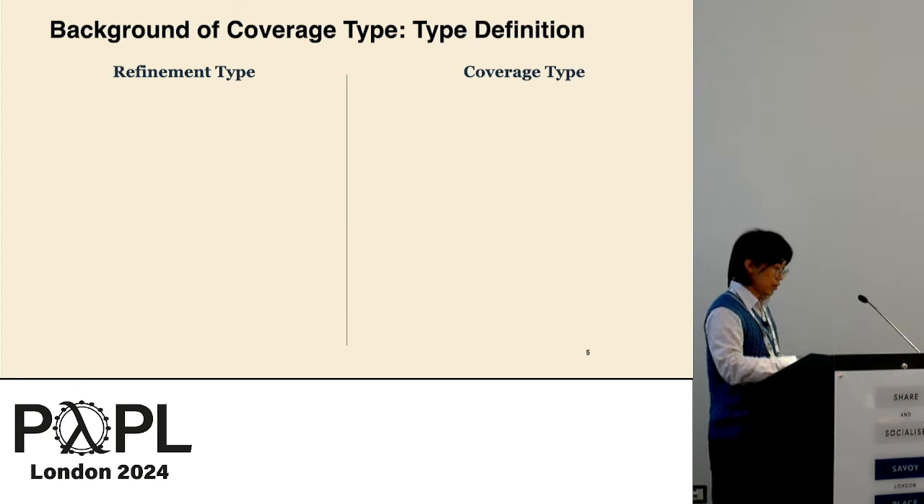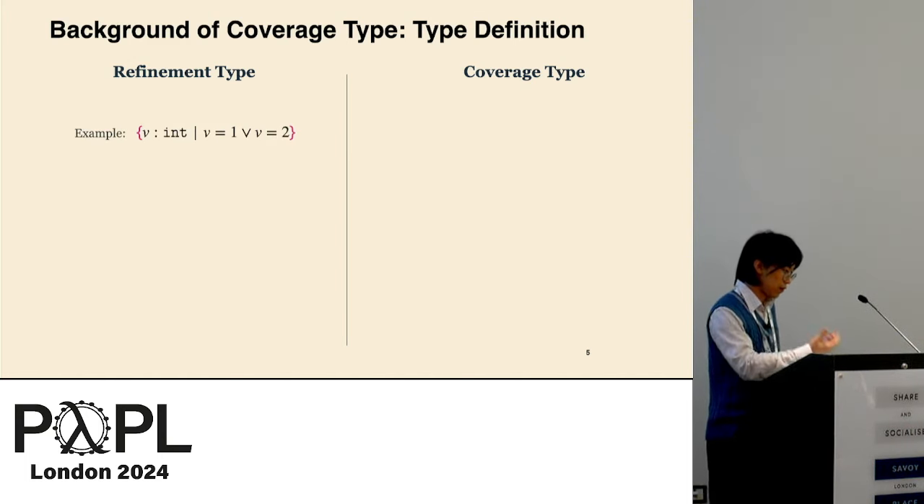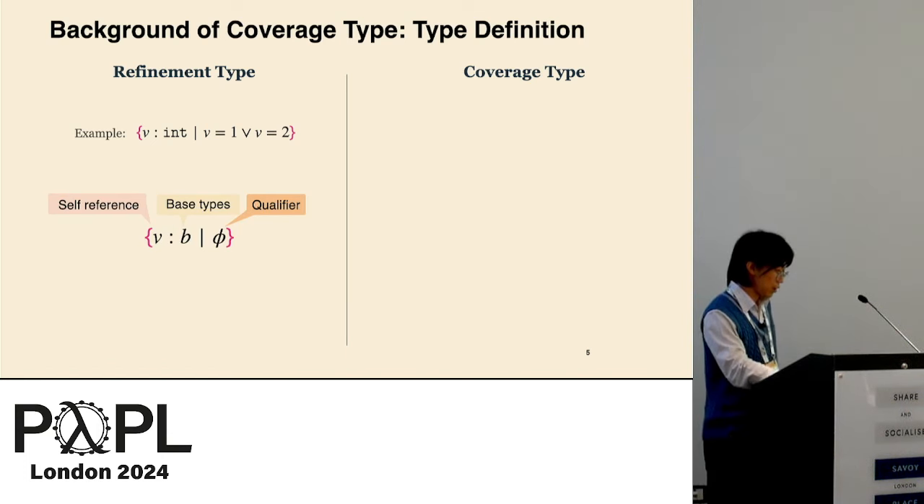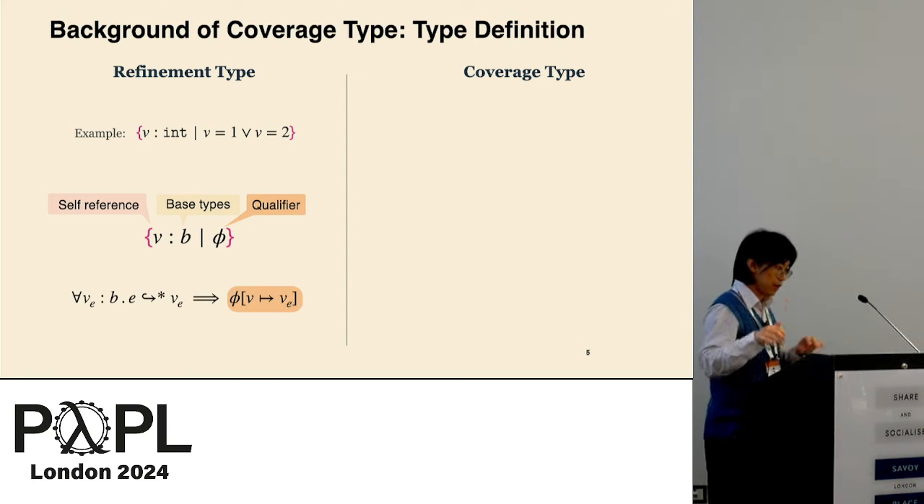So what is the definition of the coverage type? That's quite similar to the refinement type. Here is an example of the refinement type, which consists of three parts: self-reference, base type, and qualifier. In the example above, the base type is the integer type, and the qualifier is v equal to 1 or v equal to 2. v here is a self-reference, indicating the term itself. And if a term e has a refinement type, it means that for any value e can reduce to, that value satisfies the qualifier phi.